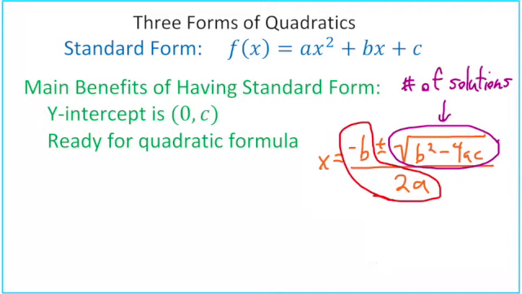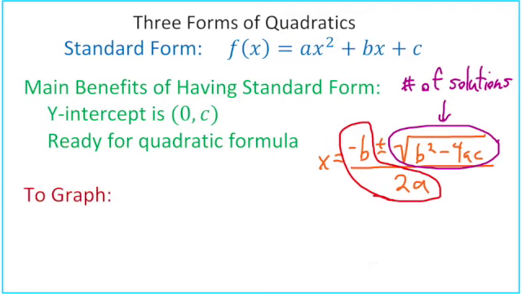If b squared minus 4ac is a positive number, you will have two solutions. This also means you have two x-intercepts. If b squared minus 4ac equals 0, that means your vertex is on the x-axis and there's only one solution. And finally, if b squared minus 4ac is negative, that means there are no x-intercepts and you would have imaginary roots because the square root of a negative would give you an imaginary number.